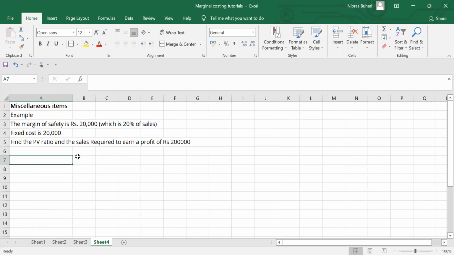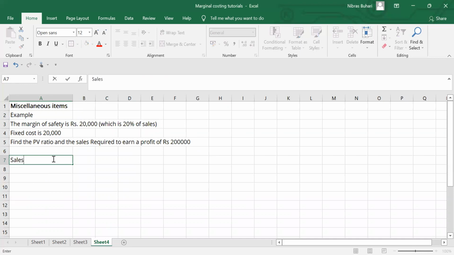This sum tells margin of safety is 20,000, which is 20% of sales. Fixed cost is rupees 20,000. Find the PV ratio and the sales required to earn a profit of 2 lakhs. What we'll do first, you can't find PV ratio using contribution by sales into 100. With the information available here, try to find out whatever is possible.